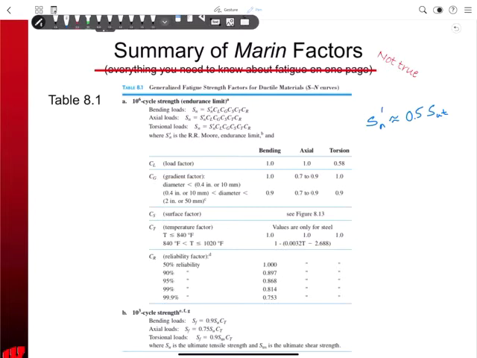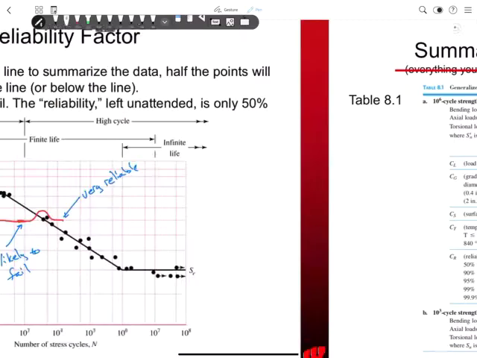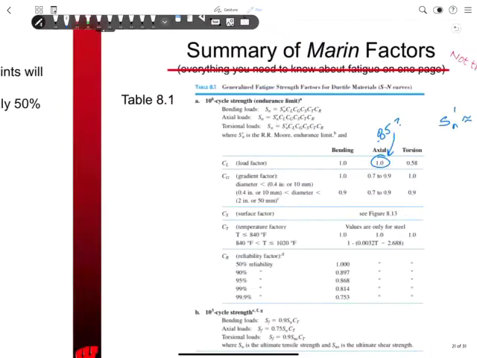For the load factor, why is axial 1.0? This should be a 0.85, I think. Let me check on that. I think if it's an axial loading, it should be 0.85. I've got to check on that. The bigger the thing is, that reduces the endurance strength. Surface factor relies heavily on this plot back here.